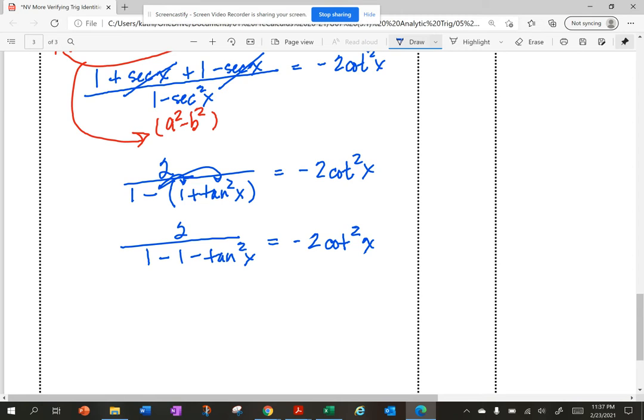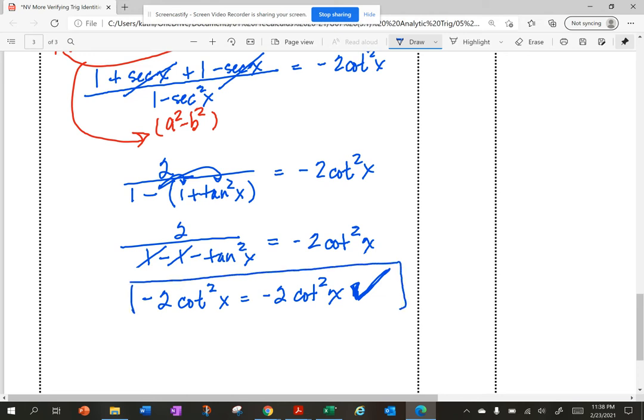Okay, so next I am going to combine like terms in the denominator. So 1 minus 1 totals 0. So I'm just left with a minus tangent squared x in the denominator. If I bring that up to the numerator, that becomes minus cotangent squared. So I already have a 2 in the numerator, so this is minus 2 cotangent squared x equals minus 2 cotangent squared x. So my left-hand side equals my right-hand side, so I have verified.